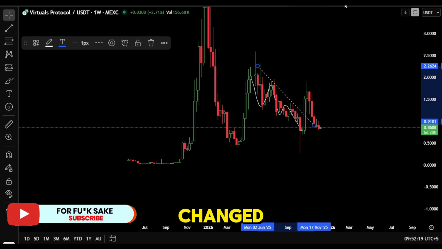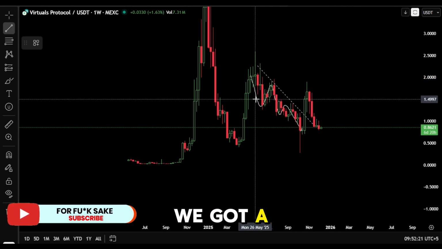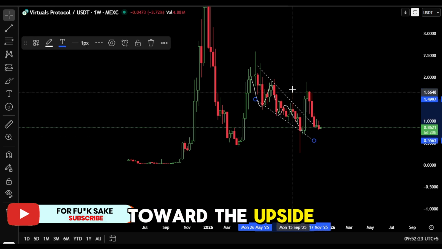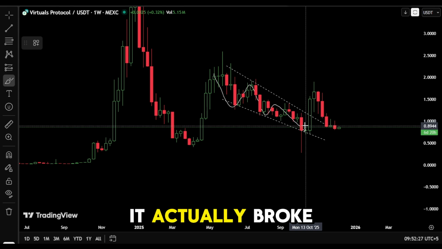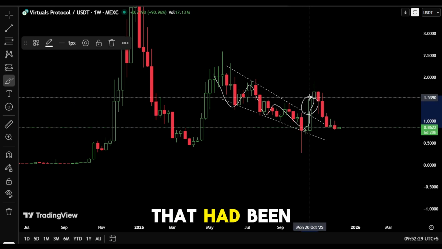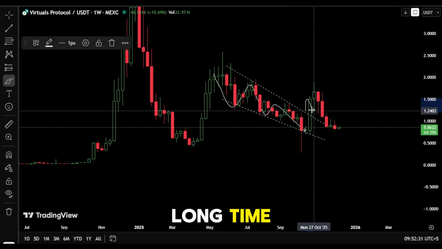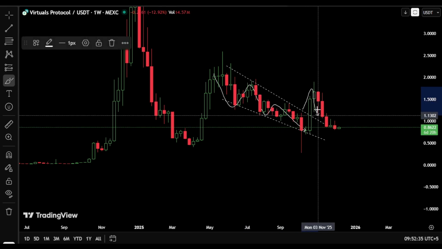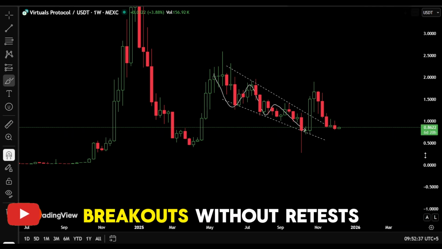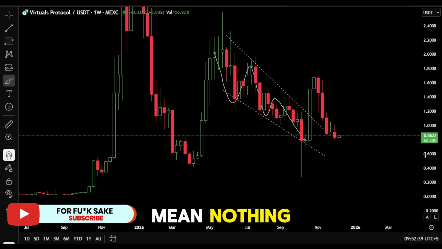But then something changed. Out of nowhere, we got a strong impulsive candle toward the upside. That candle did not just appear randomly, it actually broke the weekly trend line that had been holding the coin down for a long time. A clean breakout is always our first signal that momentum is shifting. But as we always say, breakouts without retests mean nothing.